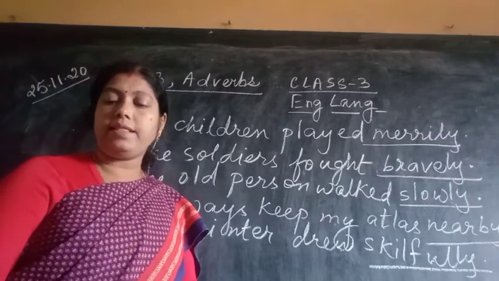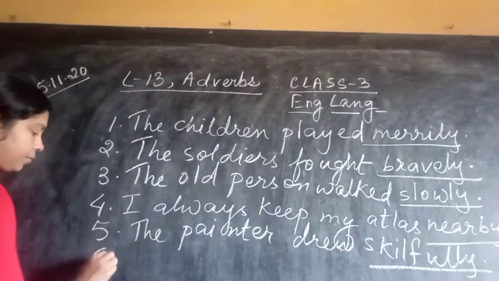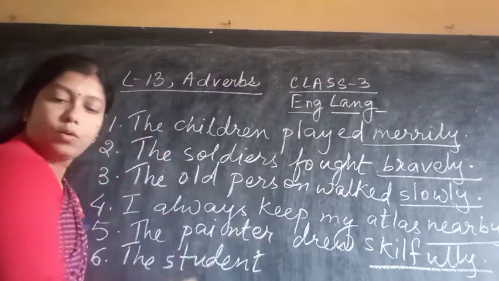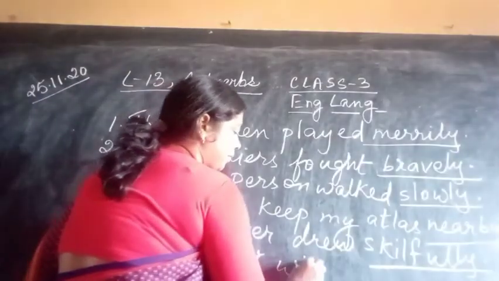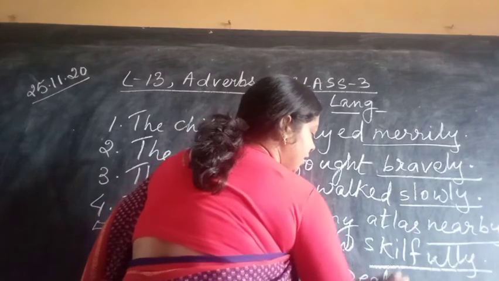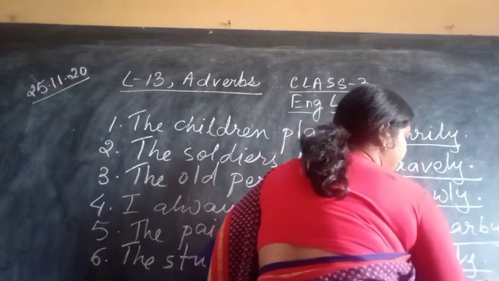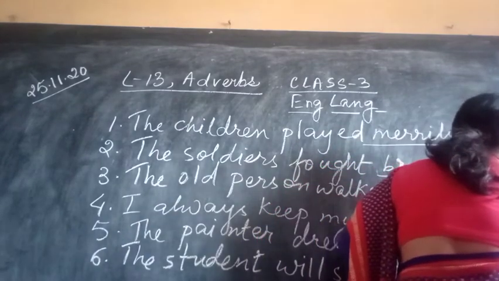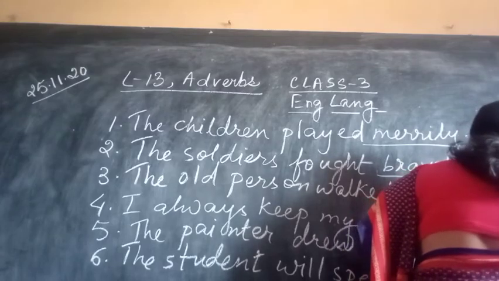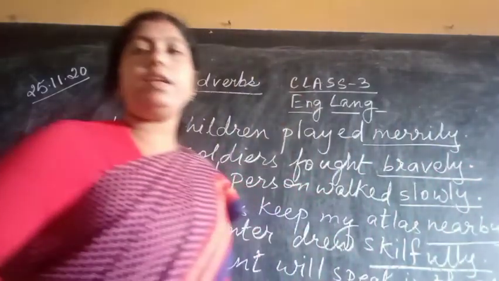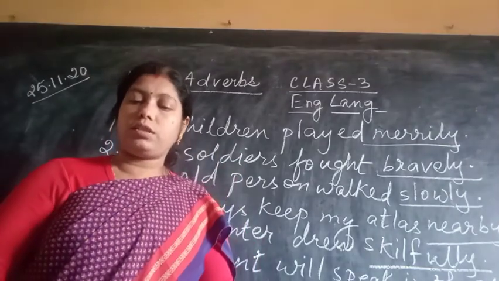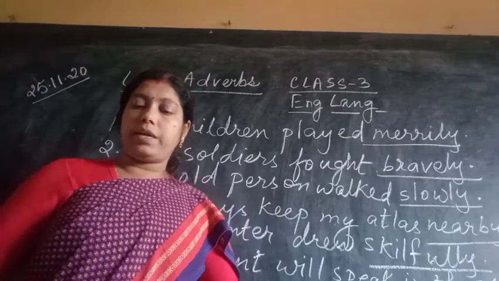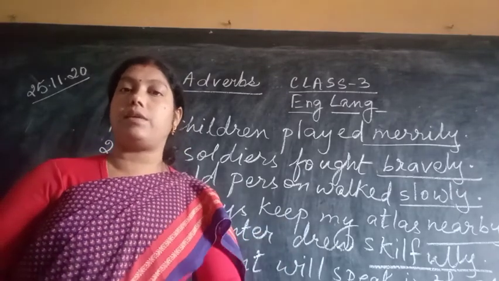The student will speak in the assembly tomorrow. The student will speak in the assembly tomorrow. See, it is telling us about time. When will he speak? Tomorrow. So it tells us about the time. Which one is the verb here? Speak is the verb here.